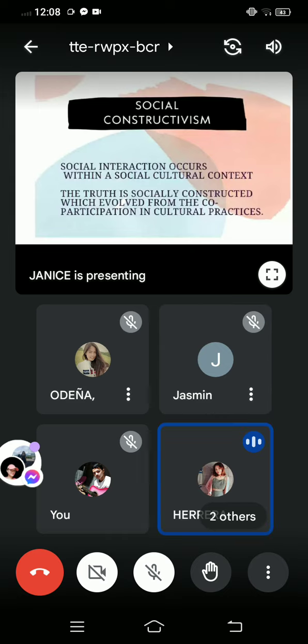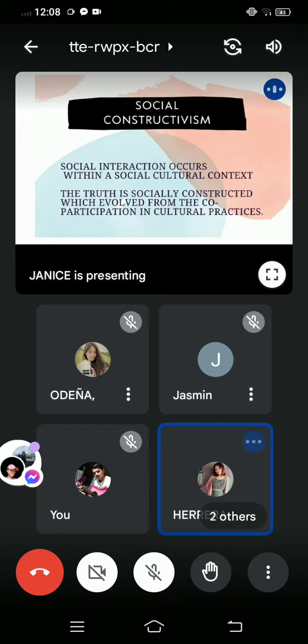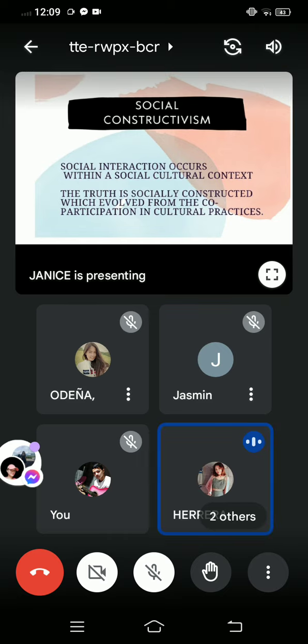Social constructivism. Social constructivism is social interaction that occurs within a social cultural context. The truth is socially constructed, which involves co-participation in cultural practices.